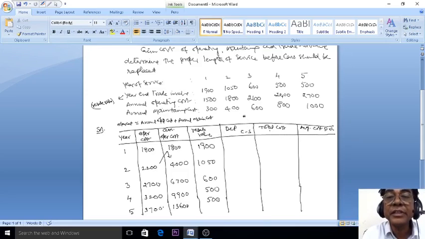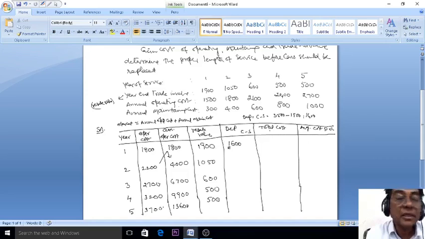Next, depreciation. Depreciation means C minus S. Cost is equal to 3500 minus 1900, so you will get 1600. Next one 2450. The next one 2900. The next one 3000.